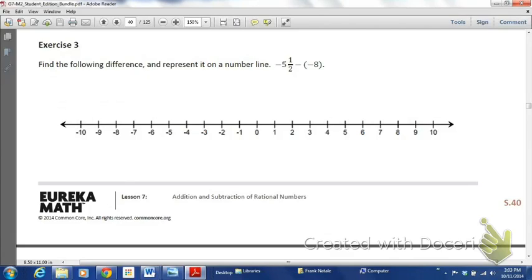Okay. So here, your assignment here is find the following difference and represent it on a number line. So here it is. Okay, negative 5 1/2 take away negative 8. Okay, so I want you to go ahead and do that. Model it on the number line, and then write an equation with an answer. Okay, go ahead and do that, and come on back.